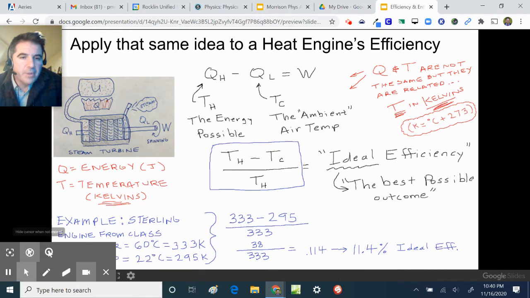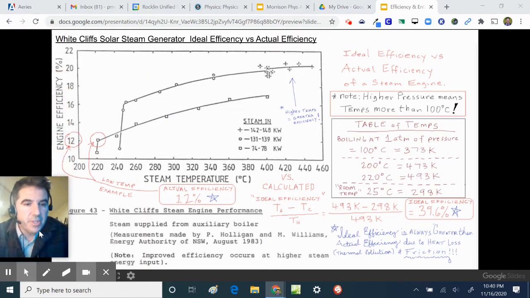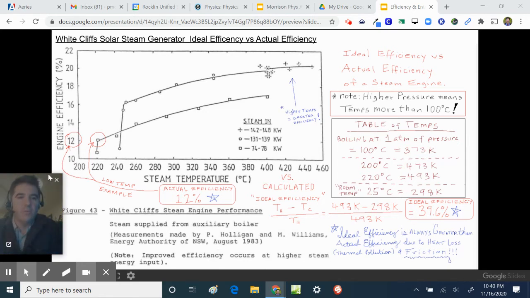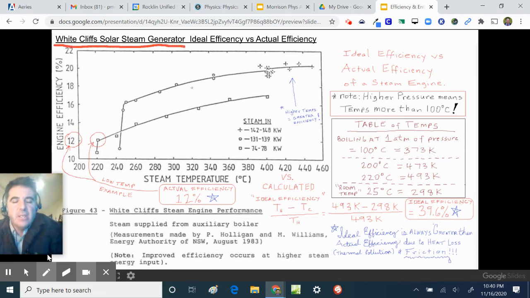So the way we're going to do this is we're going to look at an actual working steam engine. And this one is absolutely positively a working steam engine. This is the one we were talking about before, which is the White Cliffs. This is a solar steam generator, and this is in Australia. And this is comparing ideal efficiency with actual efficiency. Okay? So the actual efficiency was measured by the company.